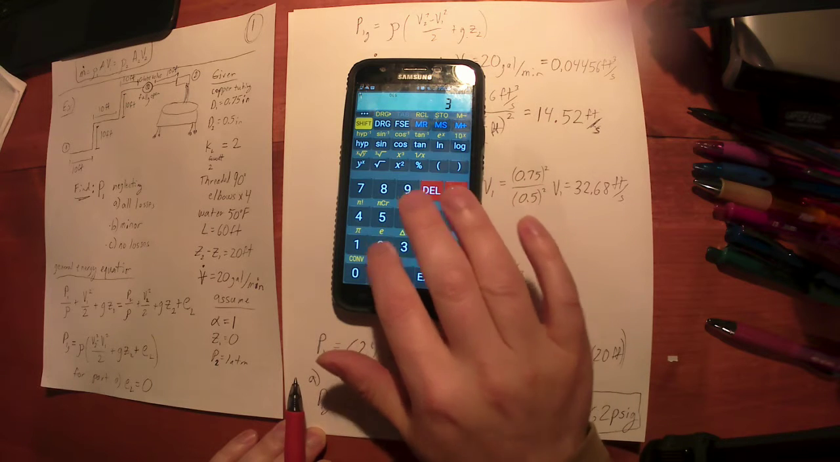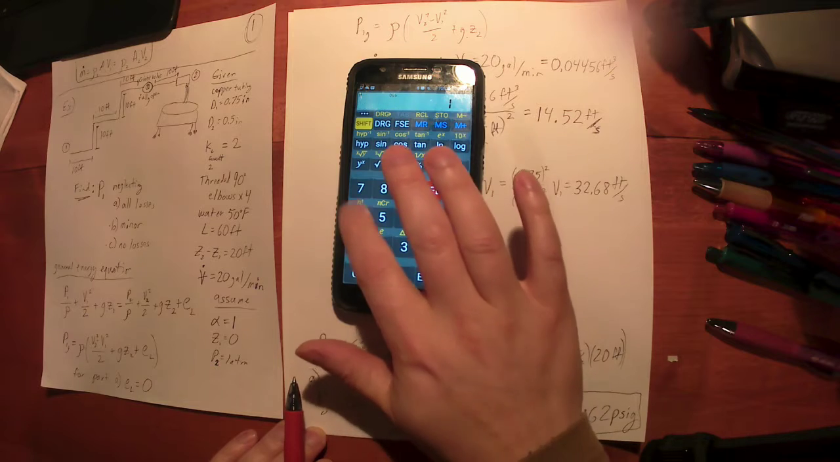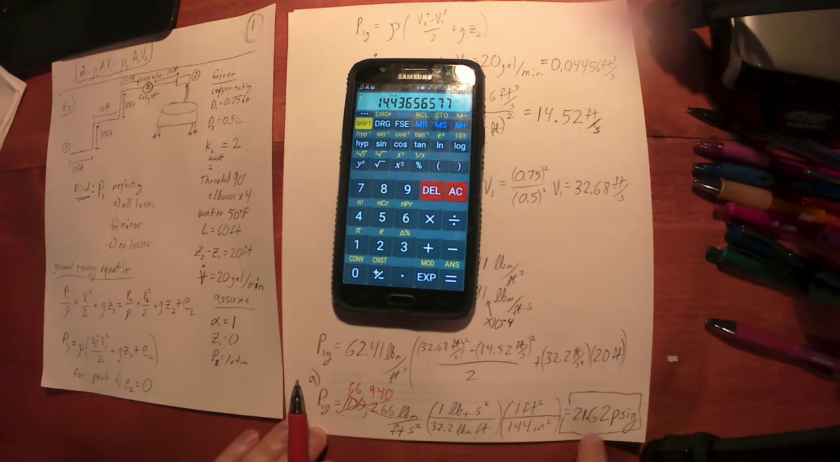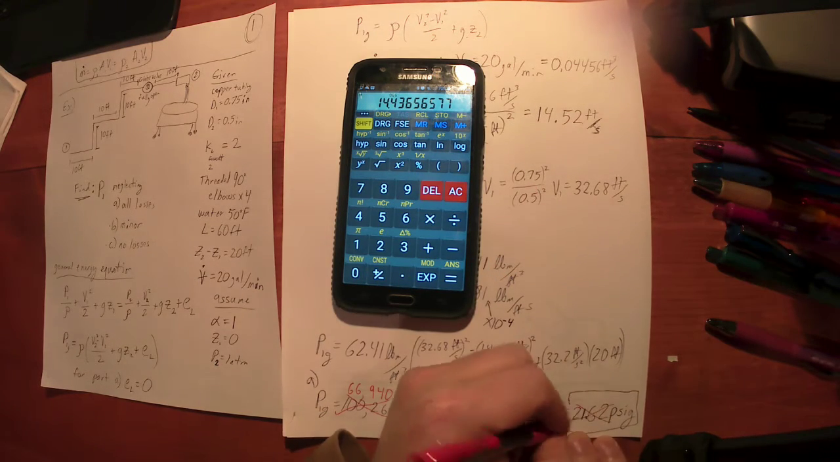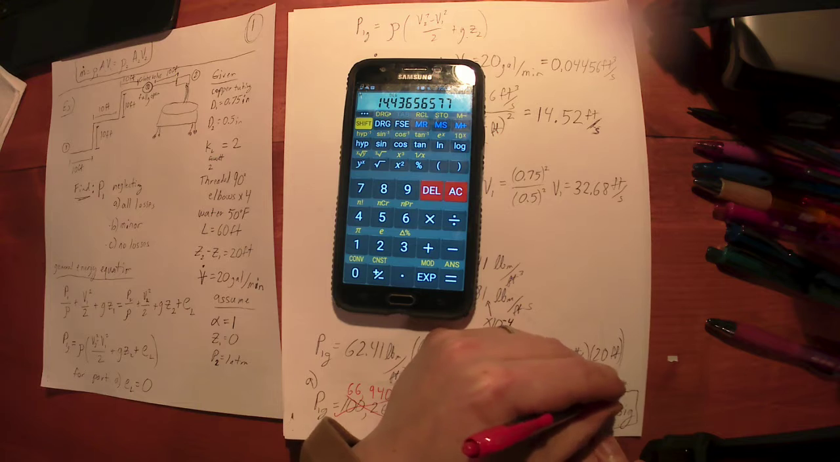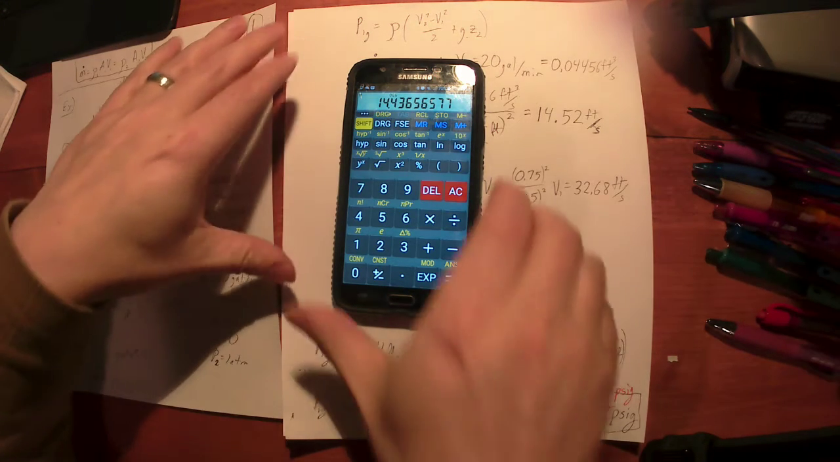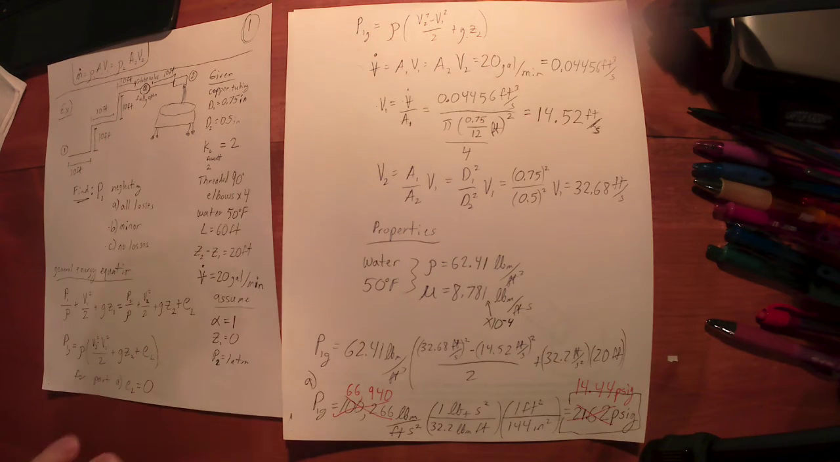So that's divided by 32.2. That gets me pound force per square feet. And divided by 144 gets me to psi. So this really should be about 14.44 psi. Again, that's pounds per square inch gauge. All right.